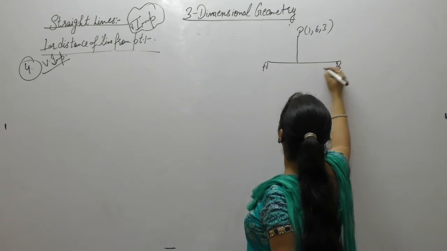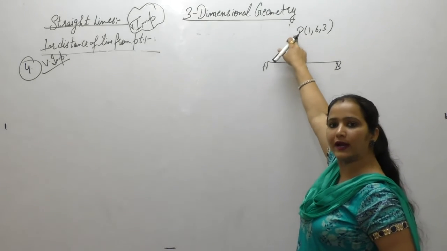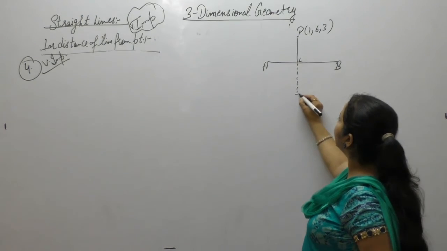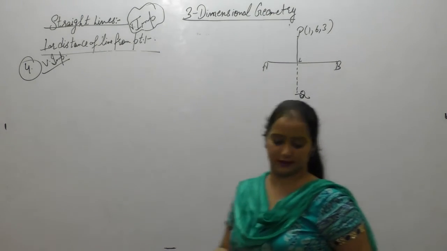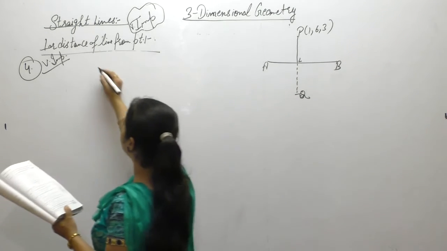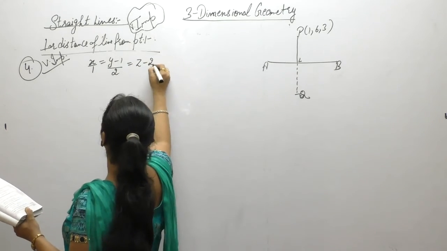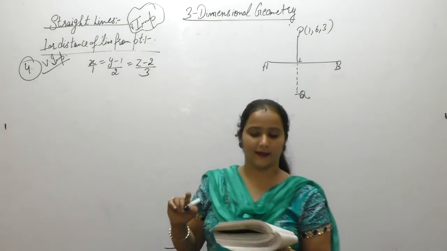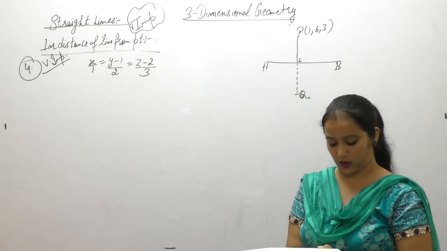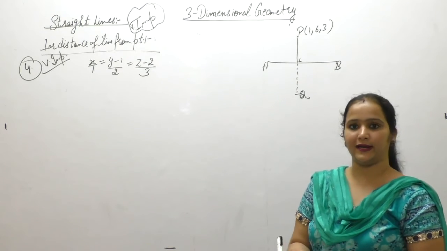Let this be the line AB. This is L. Now we want to find the image of this point. The image of this point will be in the opposite direction, let it be Q. Find the image of point (1, 6, 3) in the line x upon 1, y minus 1 upon 2, z minus 2 upon 3. First we have to find the image of the point, meaning the coordinates of Q. Also write the equation of line joining the given point and its image.